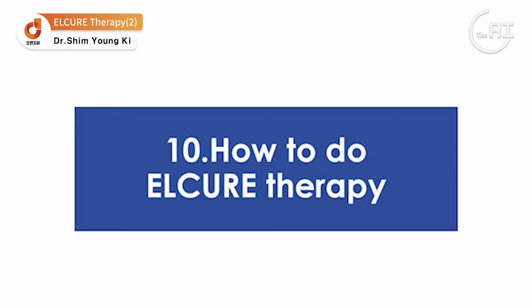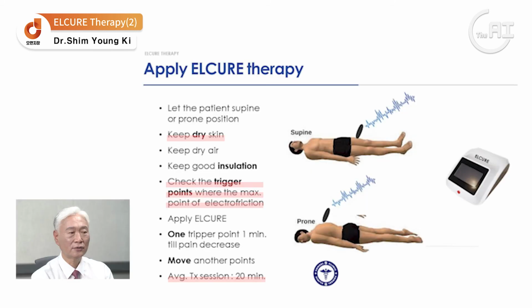Number 10, how to apply ELCURE therapy. You can apply the ELCURE therapy with the patient in a supine or prone position, and keep the skin dry, because electricity is propagated on the surface and doesn't go deep. So dry skin is best, and keep the probe and the air dry. An air conditioner is necessary in the treatment, and keep good insulation.